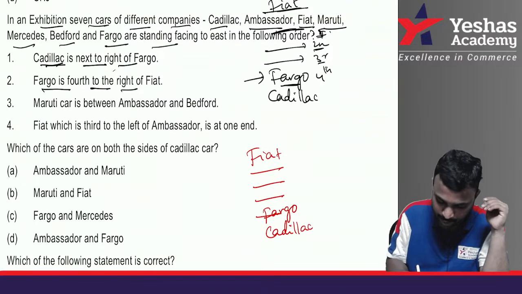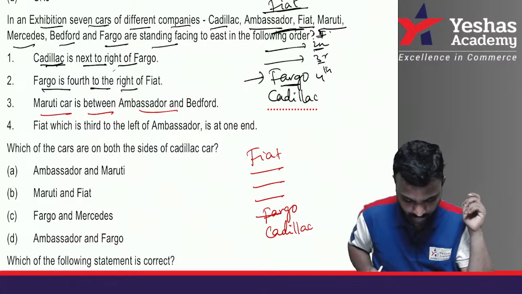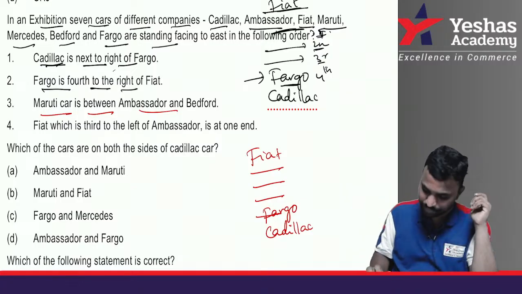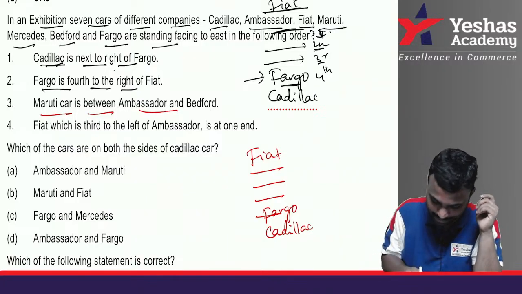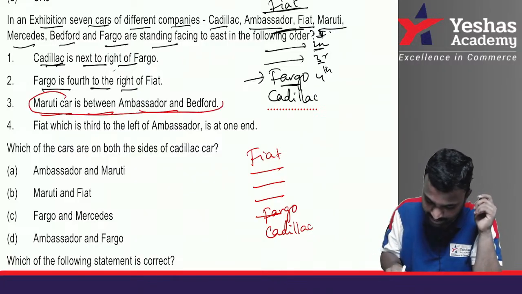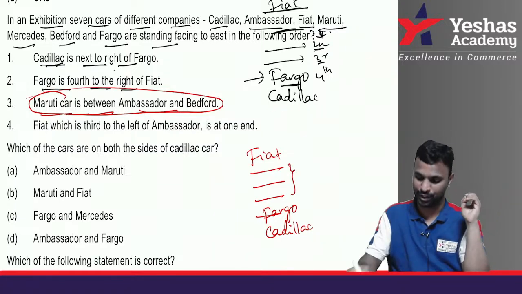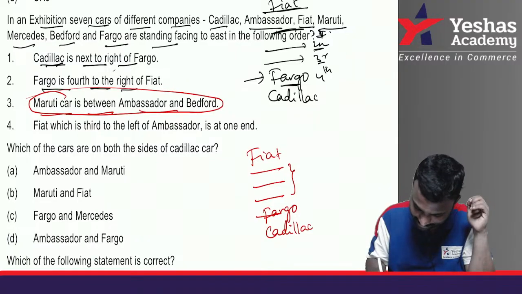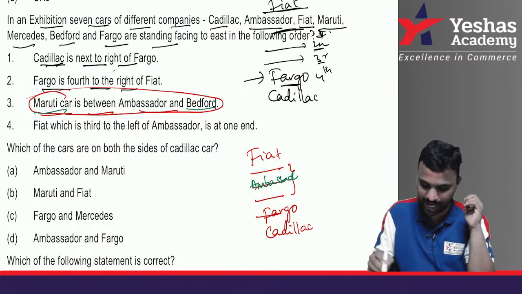What next? Maruti car is between Ambassador and Bedford. You can't mark Bedford as of now. So that means Maruti car is between Ambassador and Bedford, and those three cars should be occupying these three positions only. Yes or no? Ambassador position, definitely we know. Then we have to find out the position of Maruti and Bedford.